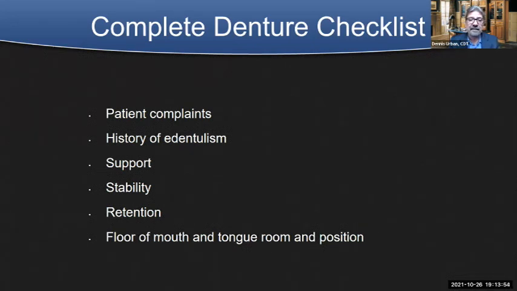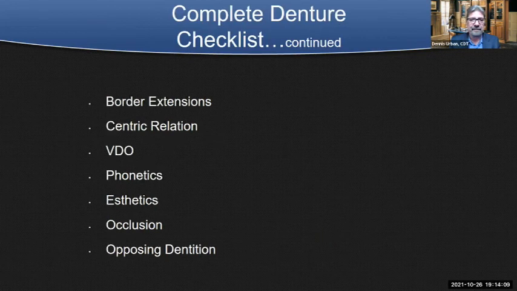And then we have to look at the floor of the mouth and tongue room for position. And I always make this a point to teach when I'm teaching hands-on courses too, when we're designing dentures, make sure we have enough room for that tongue so the tongue doesn't trip out that denture and the patient can speak easily. We also have to check border extensions, centric relation, VDO, of course, phonetics and aesthetics, occlusion, and the opposing dentition if we're doing one arch at a time.